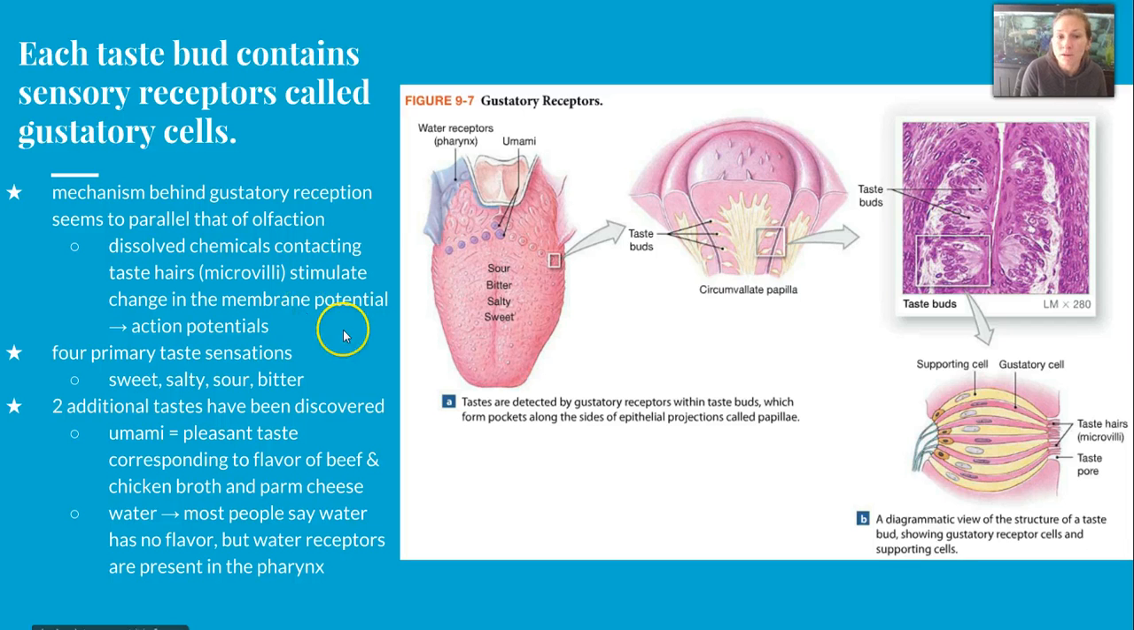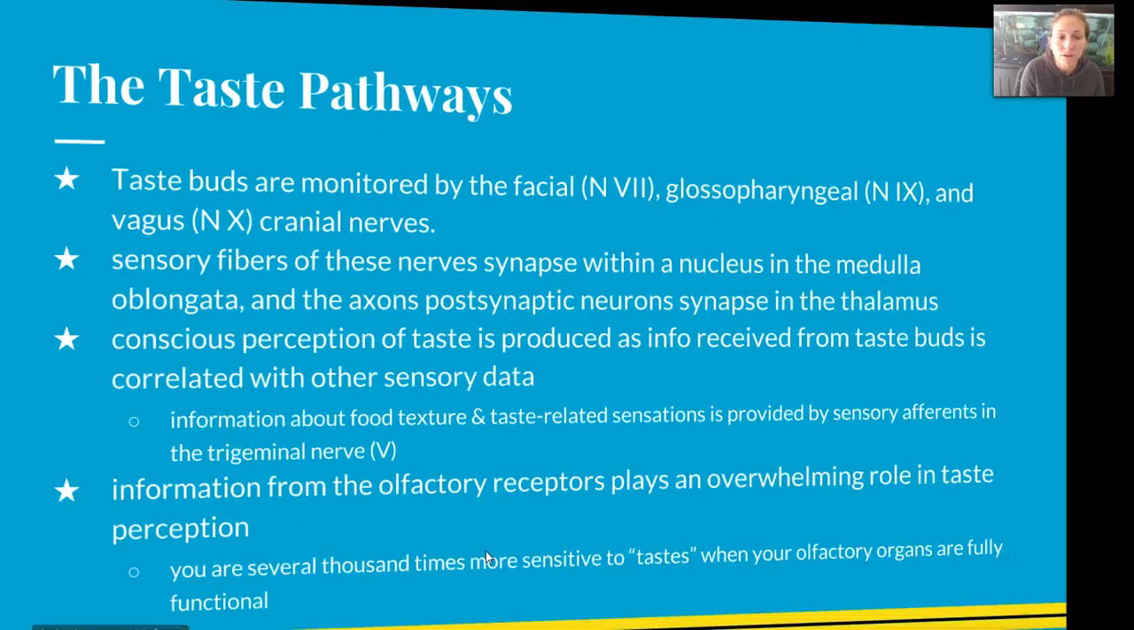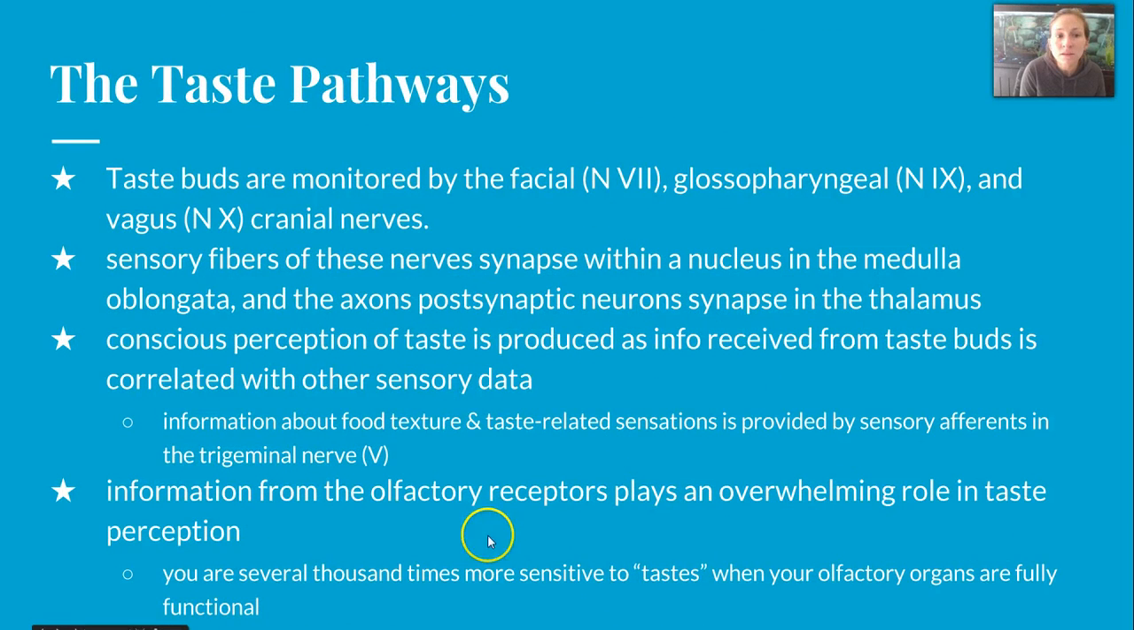We have our 4 primary taste sensations: sweet, salty, sour, and bitter. And there are 2 additional tastes actually that have been discovered. Umami, which is a pleasant taste corresponding to the flavor of beef and chicken broth and Parmesan cheese. And then water, which most people say doesn't have a flavor, but there are actually water receptors present in the pharynx. Lastly, the taste pathways.